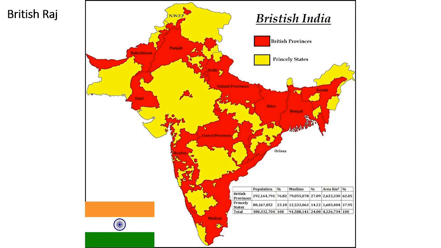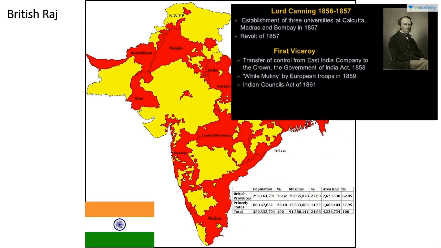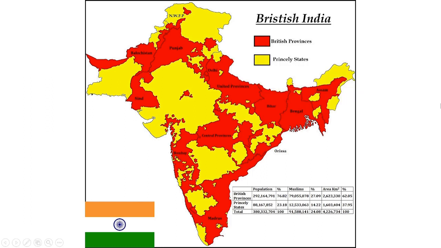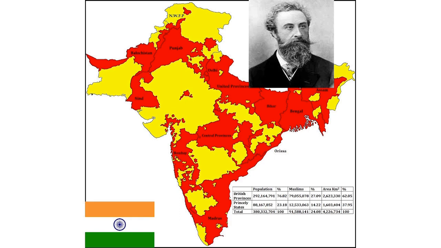This was the map of India during the British Raj. The red color provinces were called British provinces and the yellow color provinces were called princely states ruled by the prince. Lord Canning, who was the last Governor General of India during the Indian Rebellion, was appointed as the first Viceroy of India in 1858. After Canning, Lytton was appointed as the next Viceroy.